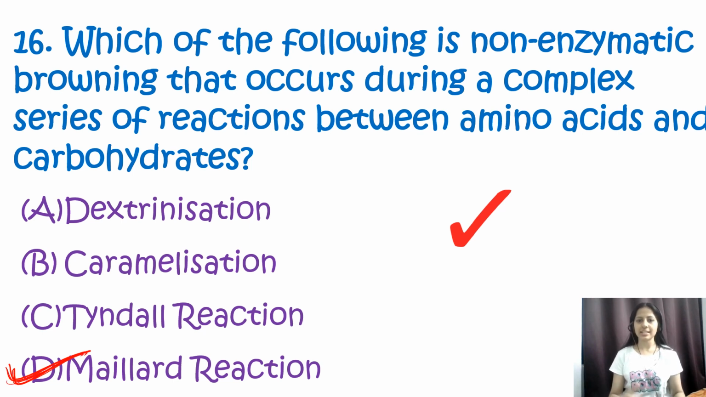The Maillard reaction is a chemical reaction between reducing sugars, for example glucose and fructose, and amino acids, that occurs at an elevated temperature. So remember this point, that it occurs at an elevated temperature, that is during cooking or food processing. This reaction leads to brown pigments which impart characteristic flavors and aromas to the food products. So over here my correct option is D, that is Maillard reaction.